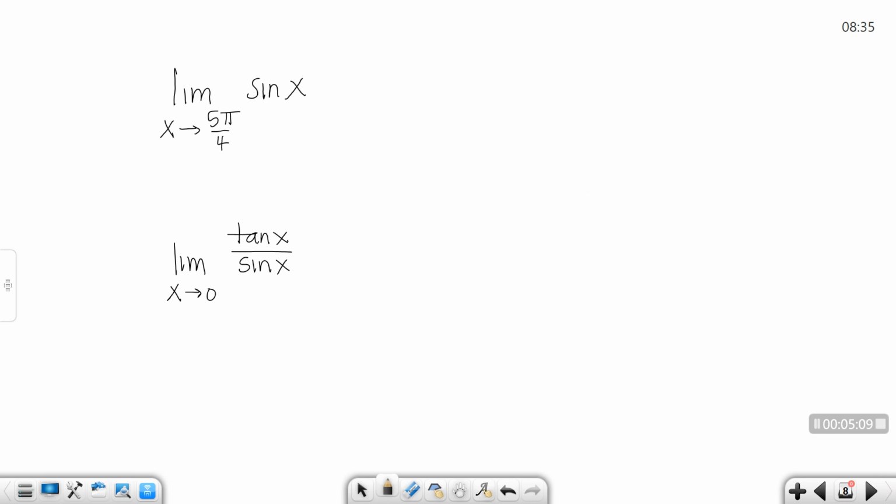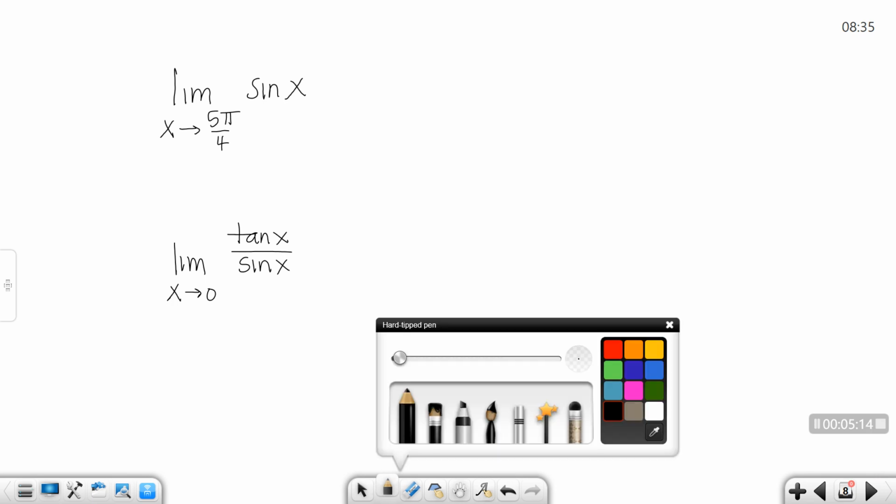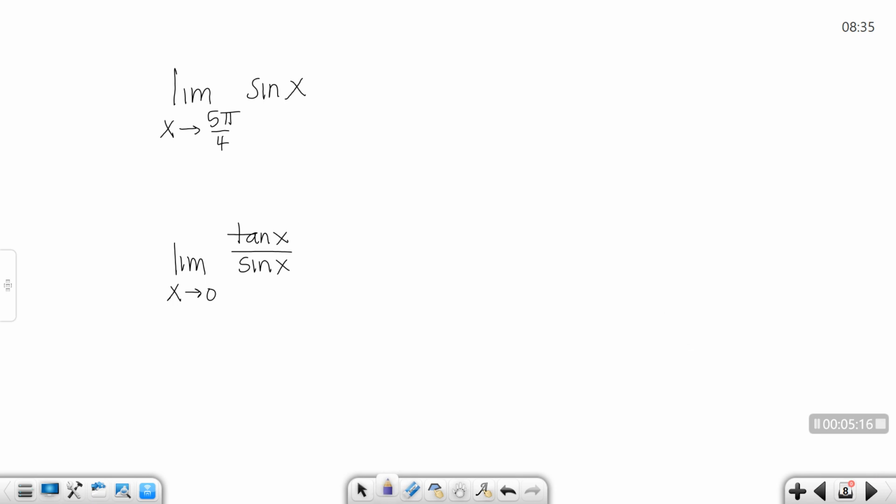Okay, so let's go to a couple that are a little bit easier than this one. So for my next one, I asked you the sine of 5 pi over 2. That's not 5 pi over 2, sorry about that. The sine of 5 pi over 4.